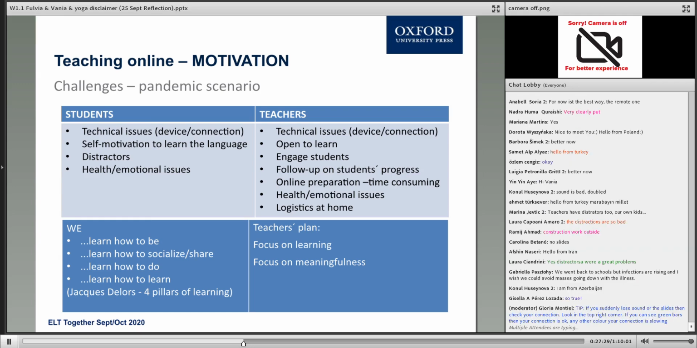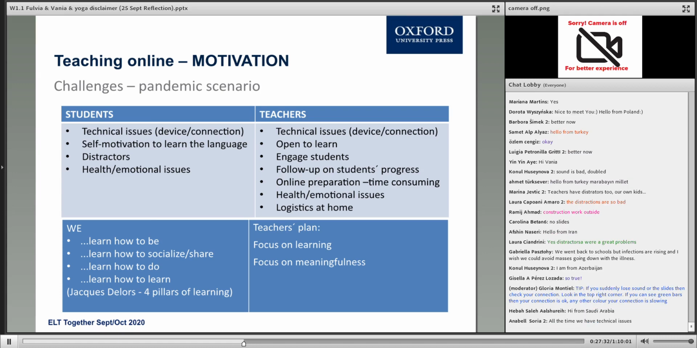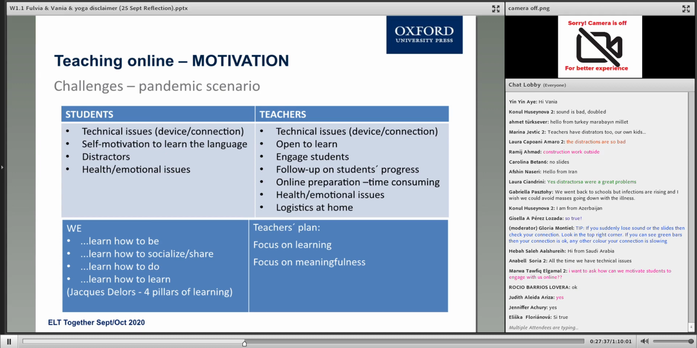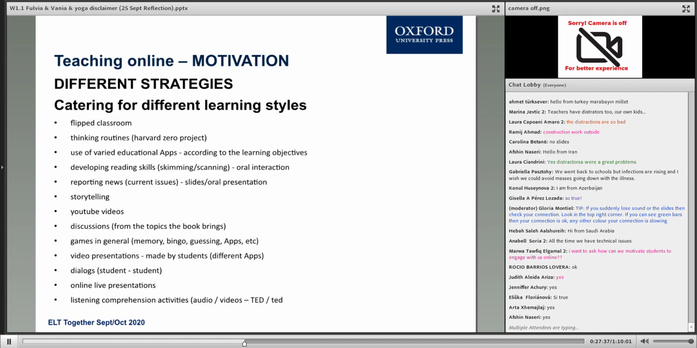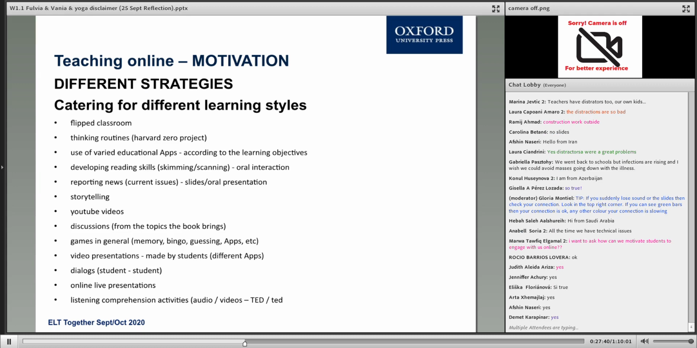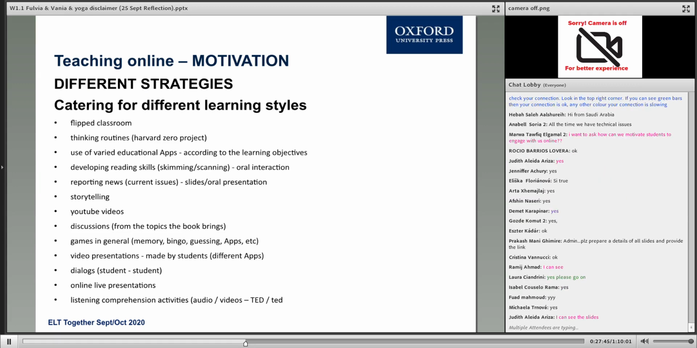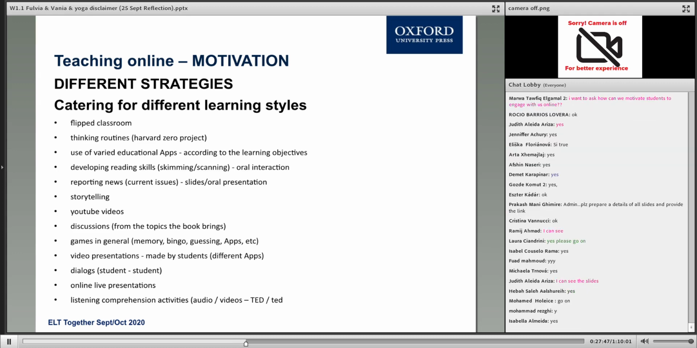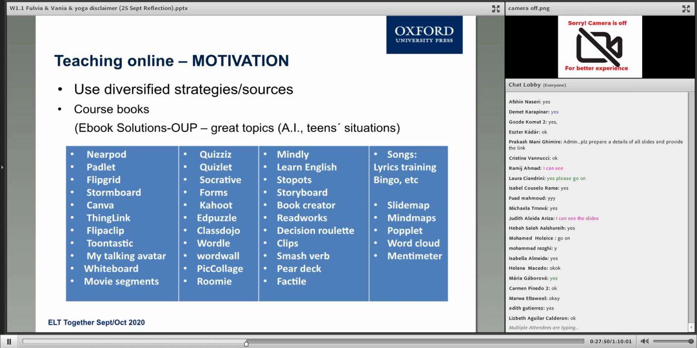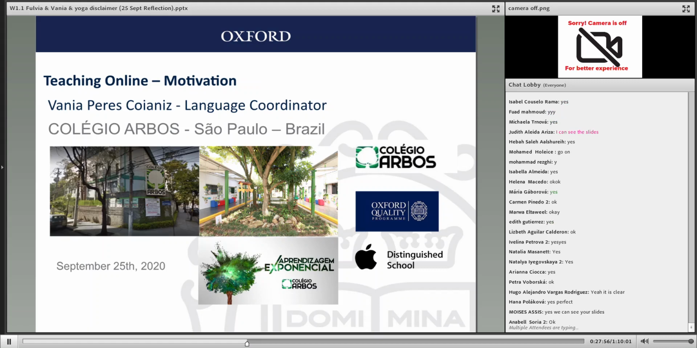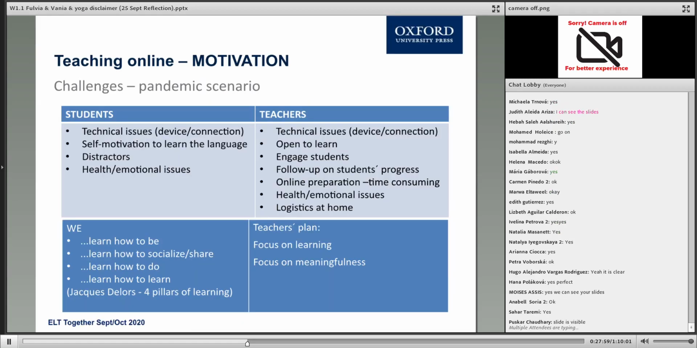Should I continue, guys? You have no slides, they're saying. Is it okay? I have my slides on. I'm going to continue, okay? So, it's moving by itself. I'm trying to get back. Just a second.